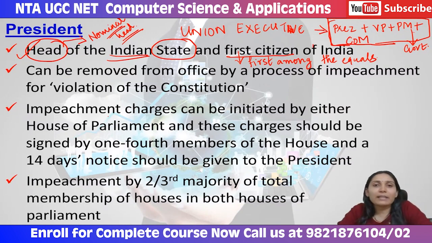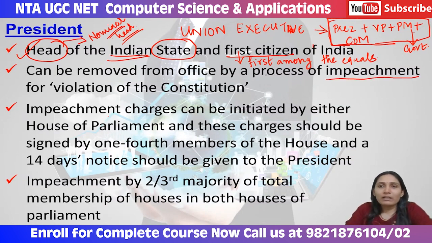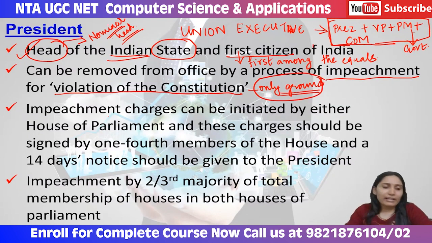Now, the President can be removed from the office through a process called impeachment for the violation of the Constitution. This is the only ground on which a President of a country can be removed, that is, violation of the Constitution. If the President violates the Constitution, then the President can be removed from the office, and this process of removing the President is called the impeachment process.